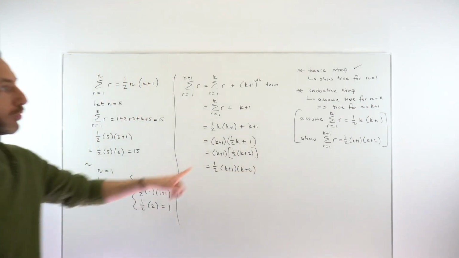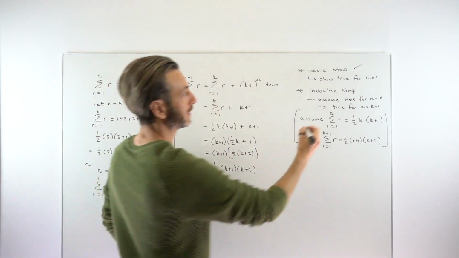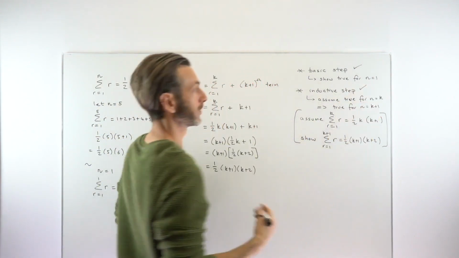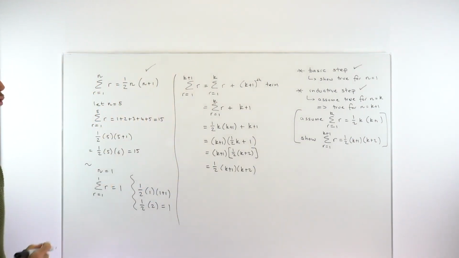So down here we proved that the basic step was true, that trivial step. Here we've now proven that the inductive step is true. So that completes the proof. So now we can say that that result is indeed true.